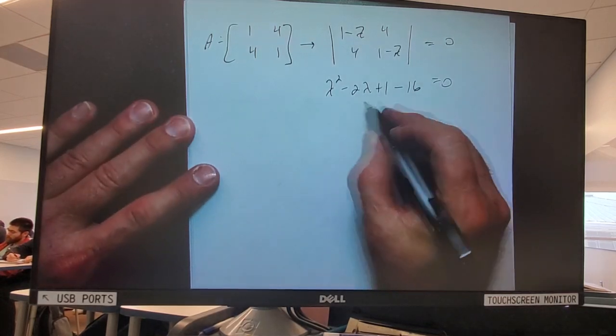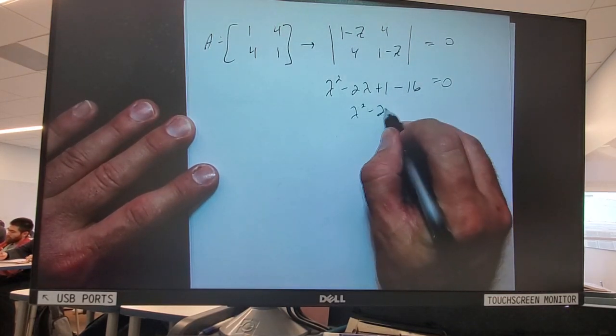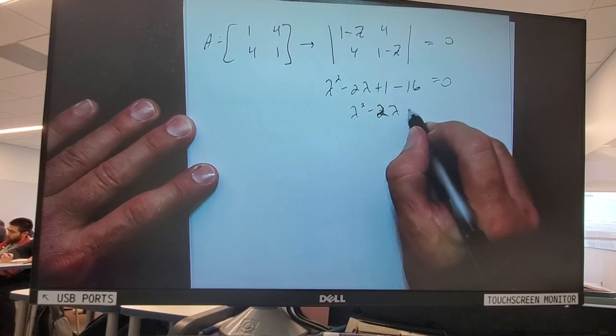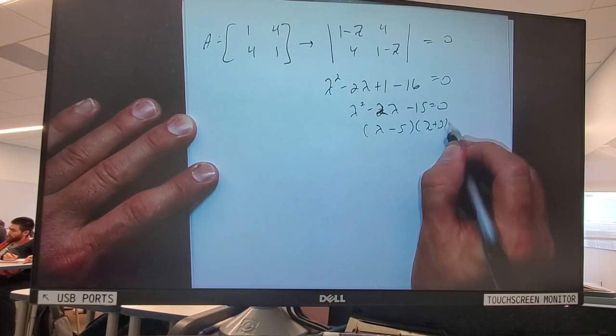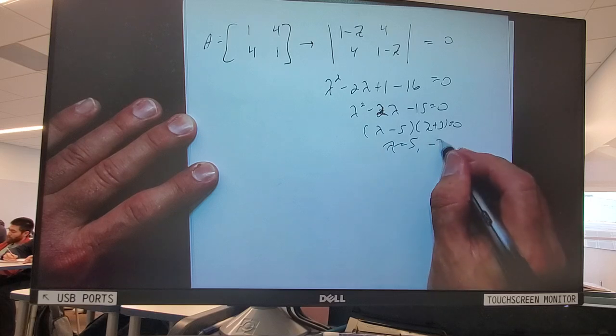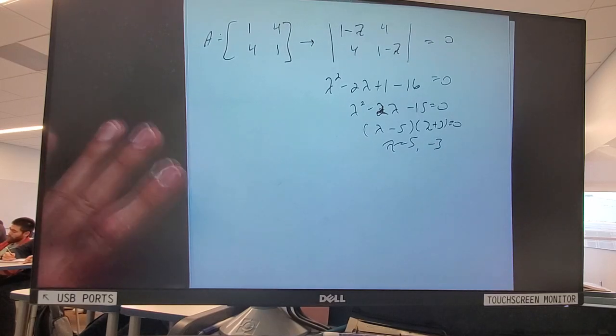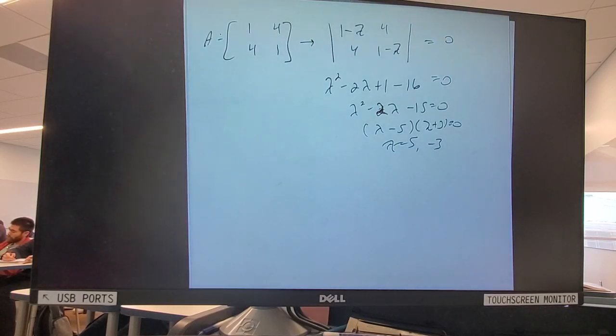Okay, sorry. So what do you get? You get lambda squared minus 2 lambda minus 15 is 0. So you get lambda minus 5, lambda plus 3. So lambda is 5 and negative 3. Is that cool? Very quickly, what is the determinant of this matrix?